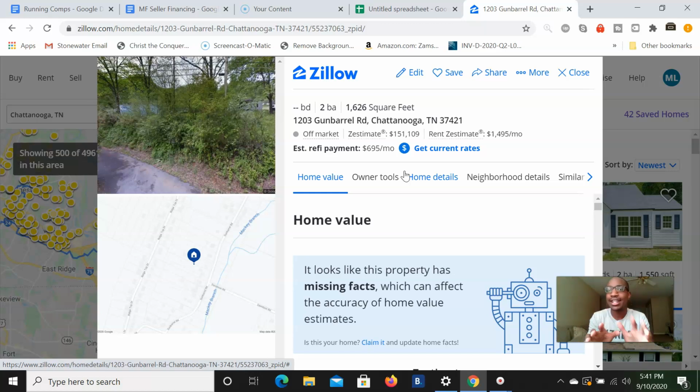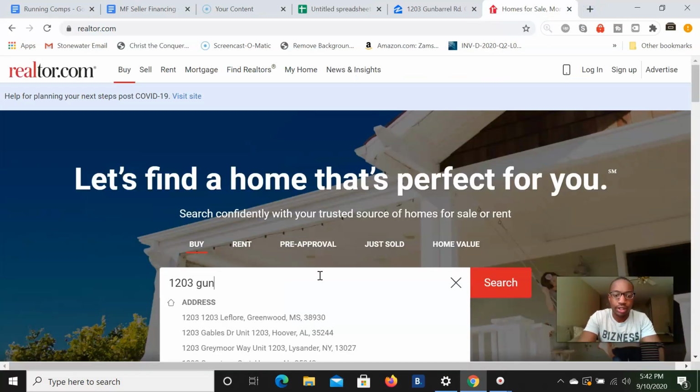Right here, we see this estimate is around 151,000. This is just a quick overview if you want to do a quick ARV on the property. You can take that as your ARV. So all fixed up, this property will sell for around 150, around 160. Usually I can go a little bit higher than the Zestimate on these websites. That would be your market value or ARV for this property. The estimated value on Zillow is 151. Let's go to realtor.com.